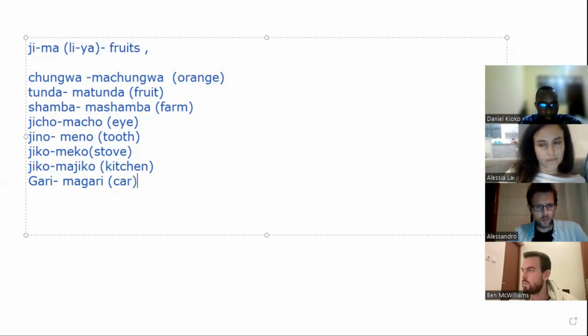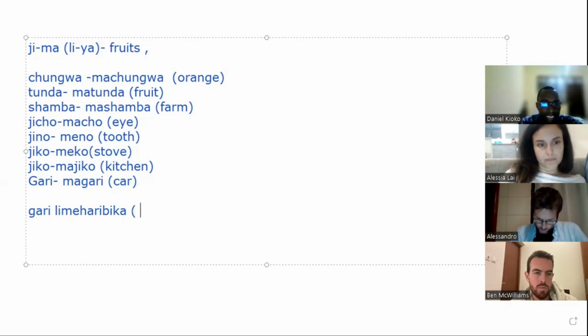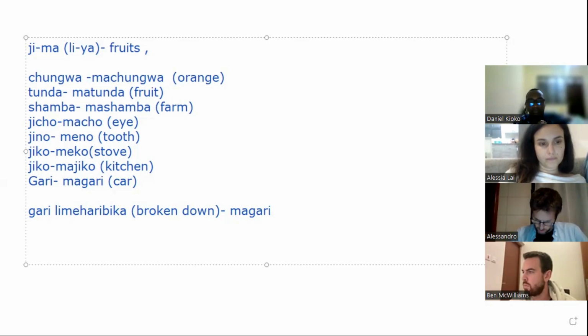Yes. So, gari limeharibika. Okay, yeah, I'll use this one. I mean, the car has broken down. Kuharibika is to break, to break down, like it needs some fixing. And the plural will be magari. Want to try?